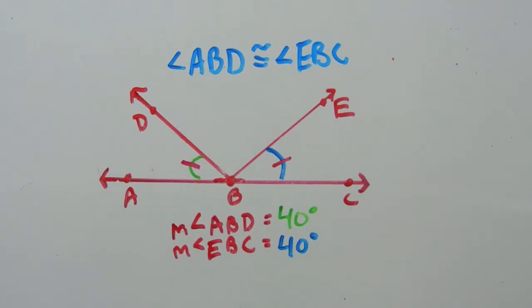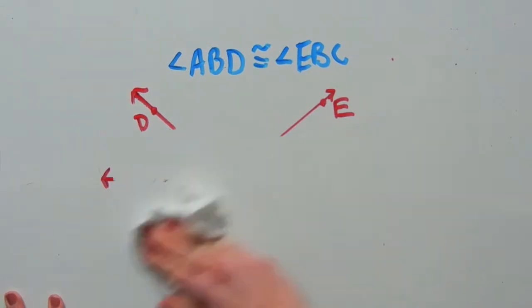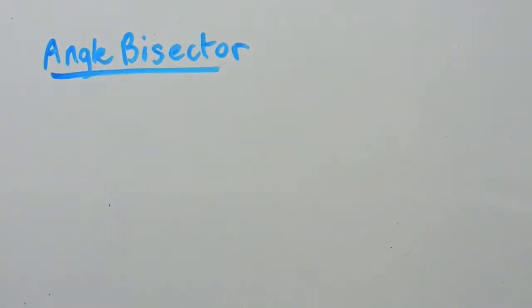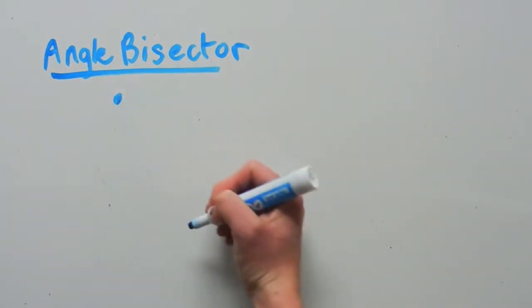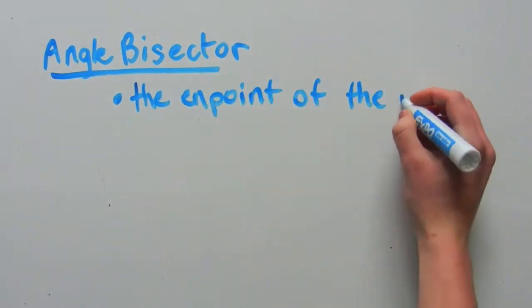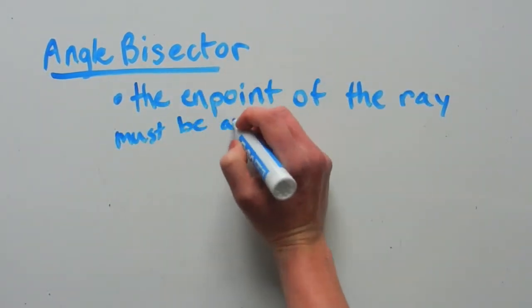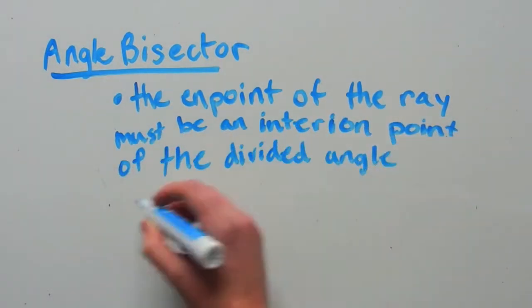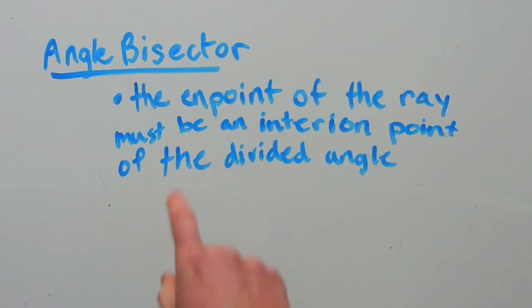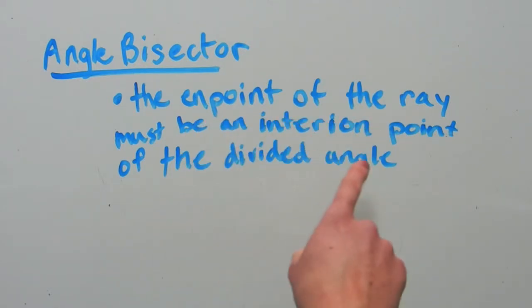Now, knowing what interior points are and knowing what congruent angles are, we're going to look at what an angle bisector is. So in order for a ray to be an angle bisector, it must have both of the following. One, the endpoint of the ray must be an interior point of the divided angle.